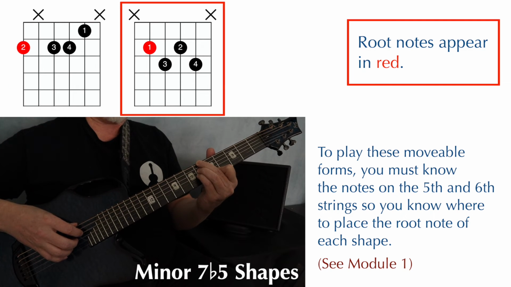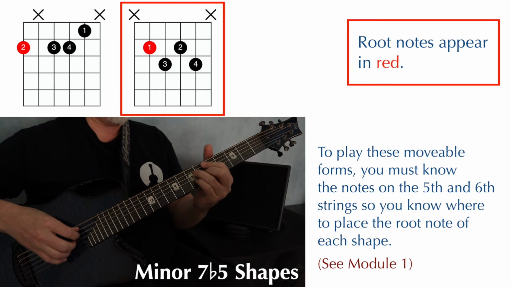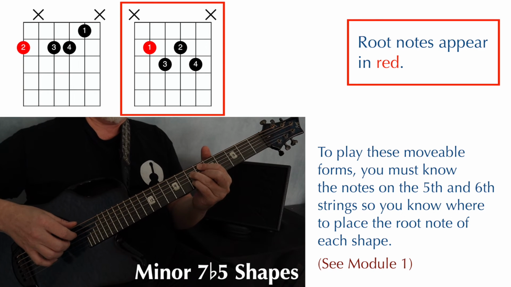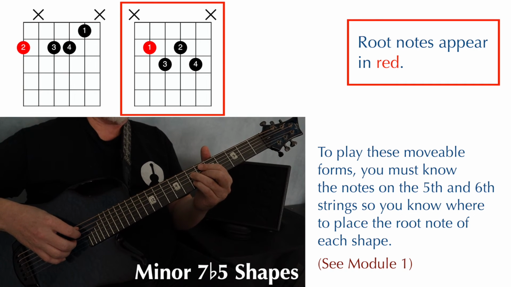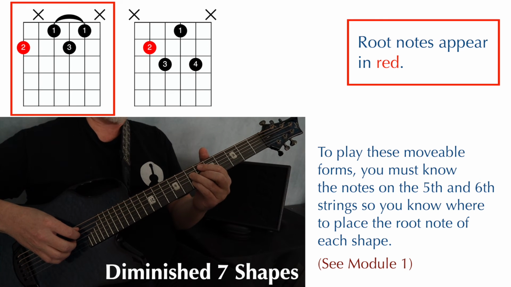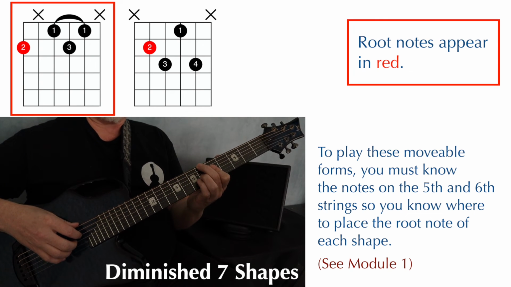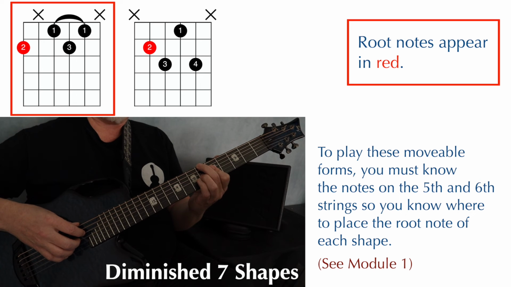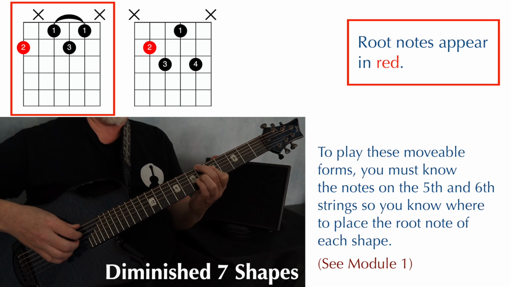And here's a 5th string minor 7 flat 5 shape you can play. 1, 3, 2, 4. That would be an E flat minor 7 flat 5 chord that I'm playing because of the placement of my root. And here's a diminished 7 shape you can play with the root on the 6th string. This is fingered 2, 1, 3, and 1. So finger 1 is barring across strings 2 through 4. That would be a B flat diminished 7 that I'm playing because of the placement of my root note.